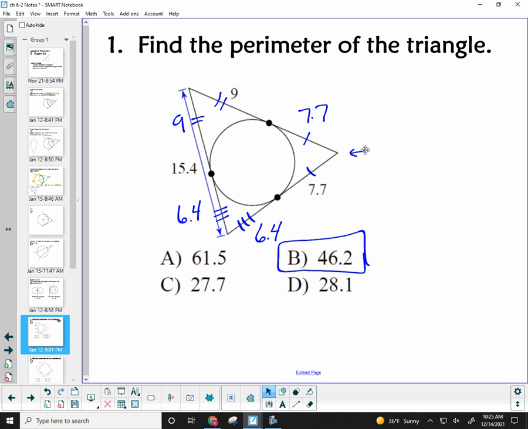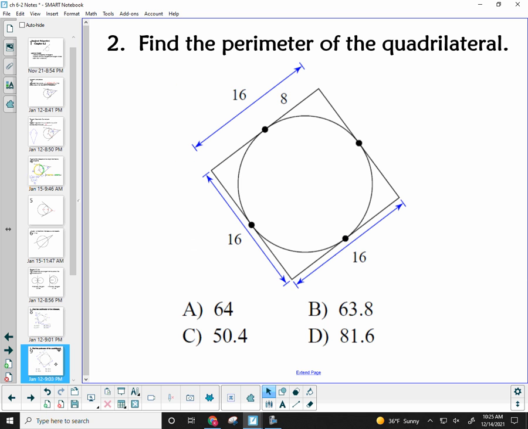Would anyone like more time? We're all good? All right, for the next one, it's very similar to the one I did before, except now this is a circle inside a quadrilateral, right? Okay, so same ideas apply, that we have congruent tangent segments.